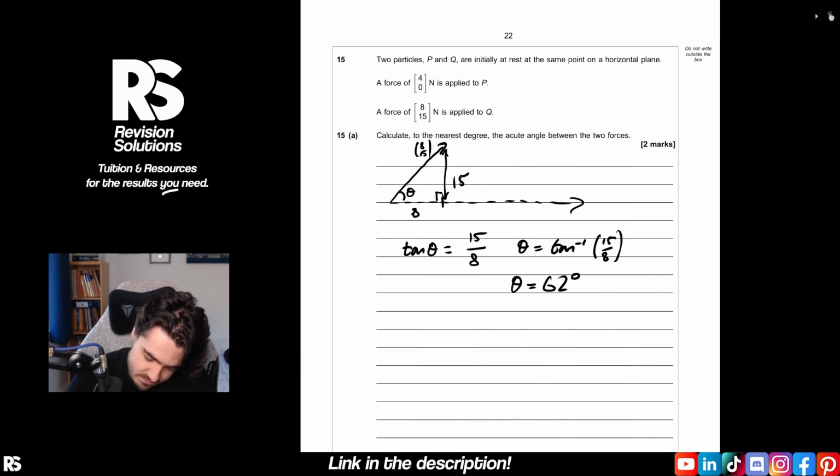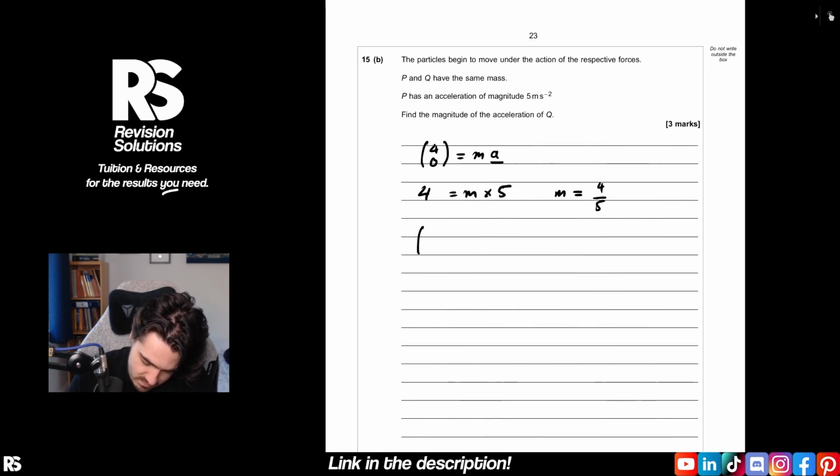So the force acting on Q is (8, 15). So (8, 15) must be 4/5 of our acceleration vector. So multiplying by 5 over 4, the acceleration vector would be 8 times 5 over 4, which is 10, and 15 times 5 over 4 is 75 over 4. And it wants the magnitude of this acceleration vector for Q.